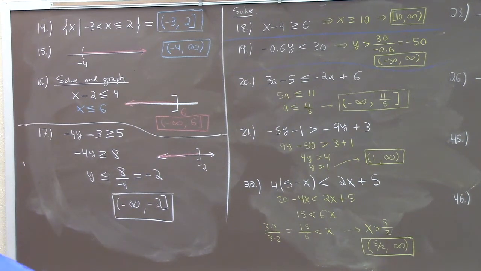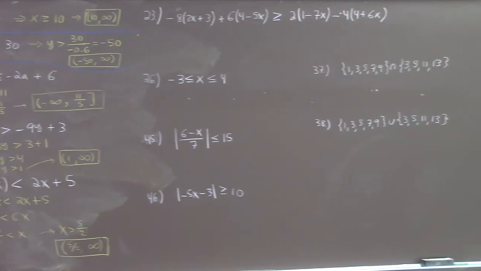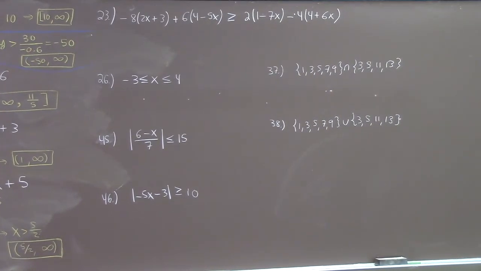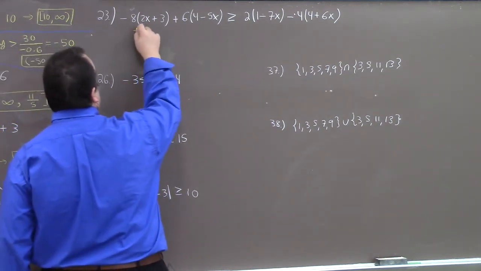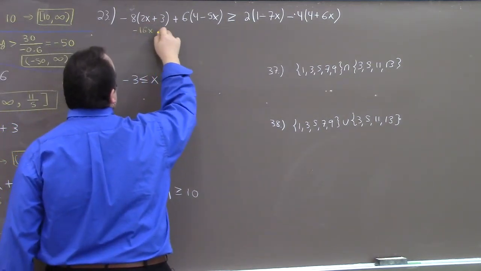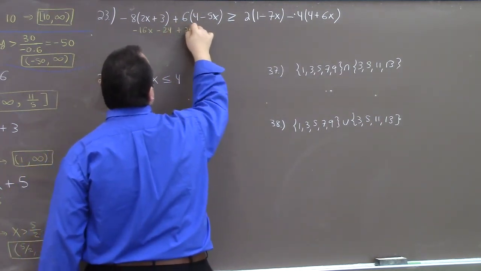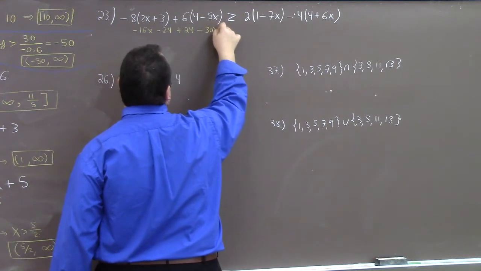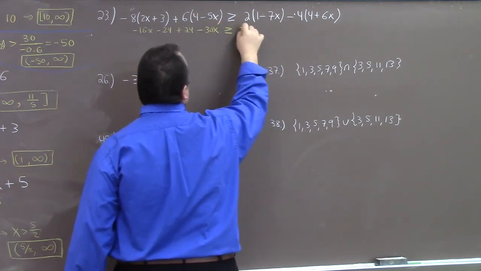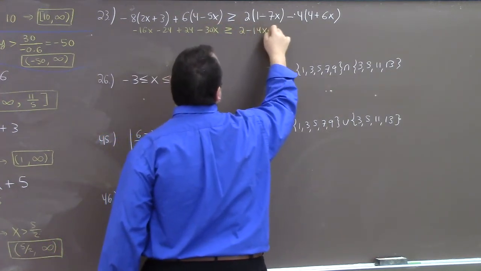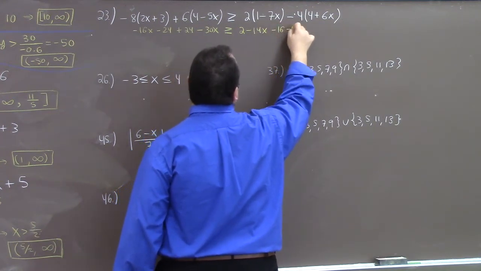Now, this next one, kind of scary looking at it, but don't be frightened. It's just a bunch of steps. So we got to distribute, right? So to start with, we've got ourselves a minus 16x minus 24 plus 24 minus 30x greater than or equal to 2 minus 14x minus 16 minus 24x.